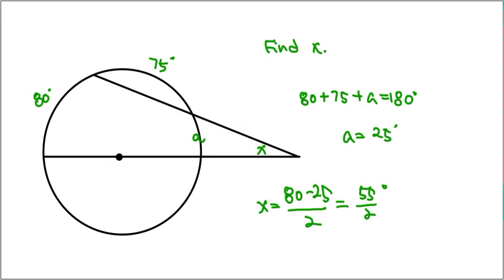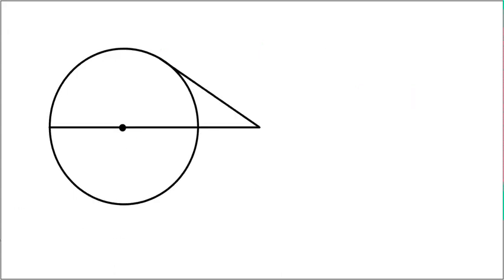Alright, let us move on to the next question. Okay, notice that this line is a tangent. Same idea applies here, and then notice that this is the diameter here. And then what if I have to say this portion of the arc is, let us say, 135 from here to here. And then I want you to figure out the value of x.